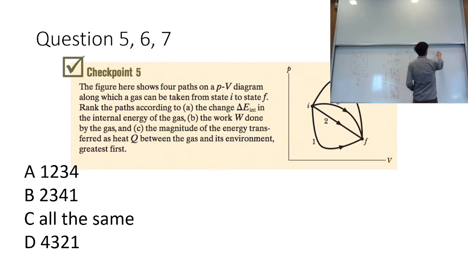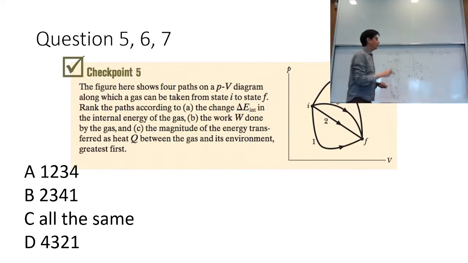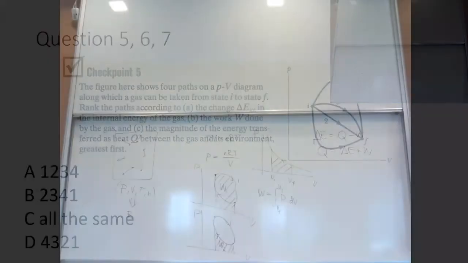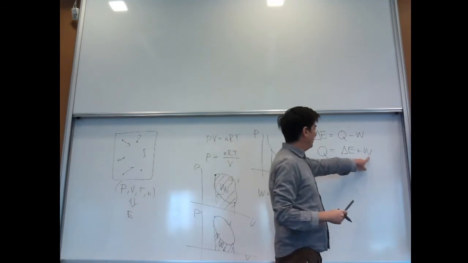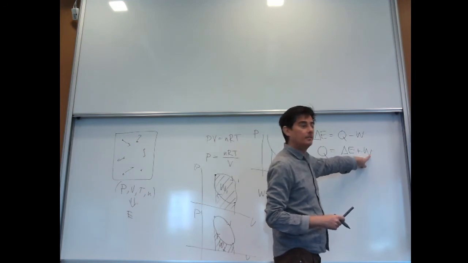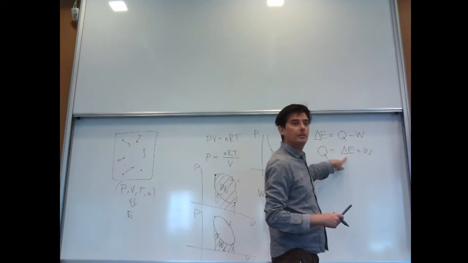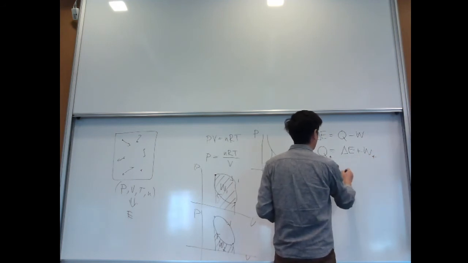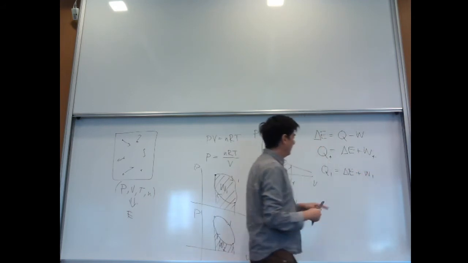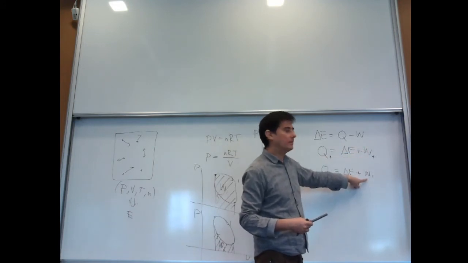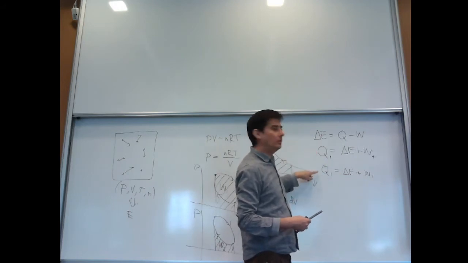So the first law says delta E is Q minus W, right? And we're talking about the heat, so let's rearrange this for Q. Q is going to be delta E plus W. And we said that the work for 4 was the largest, yes? And these delta E's are all the same, yeah? So W4 is the largest and W1 is the smallest, then Q4 must be the largest and Q1 must be the smallest.